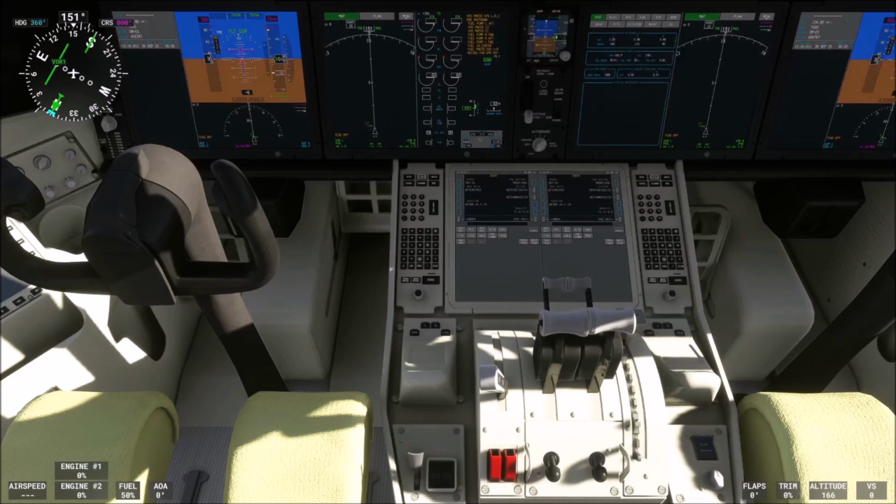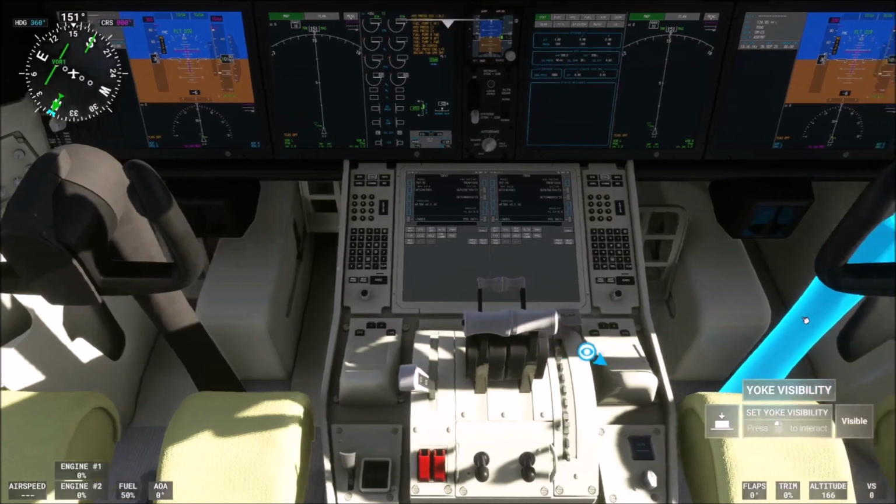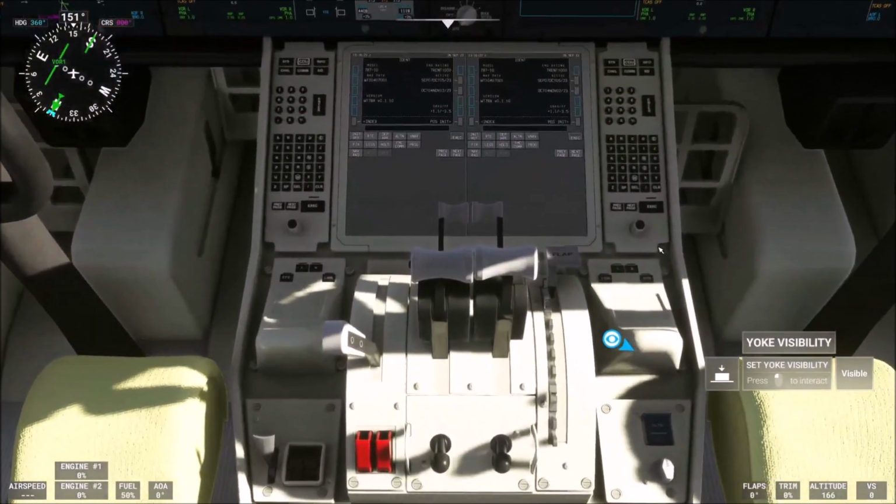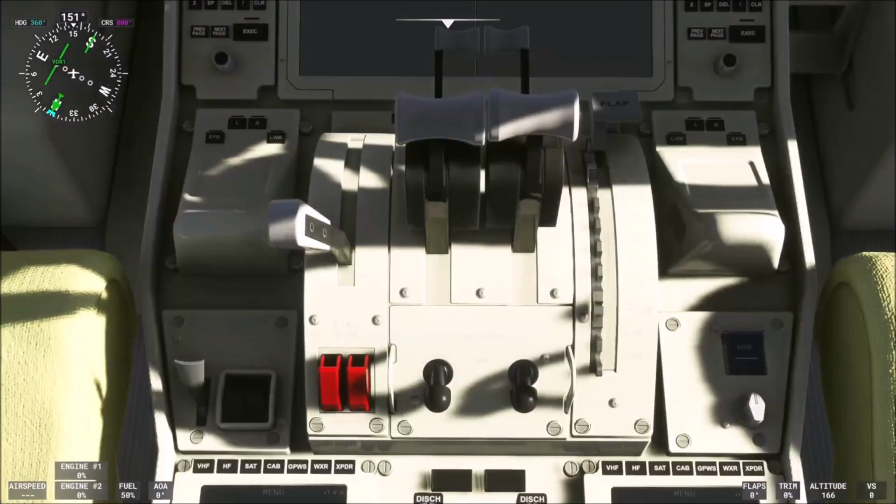I will retract them before takeoff. I will not depart with full speed brakes. It doesn't make any sense. Flaps up, and flaps are here. Wonderful cockpit, wonderful add-on, but unfortunately you don't see much because it is quite bright.